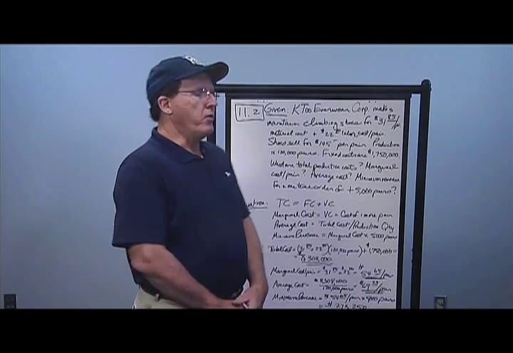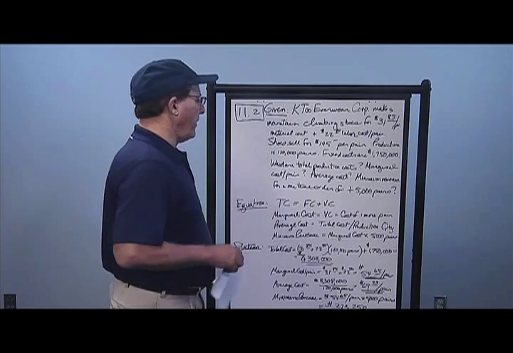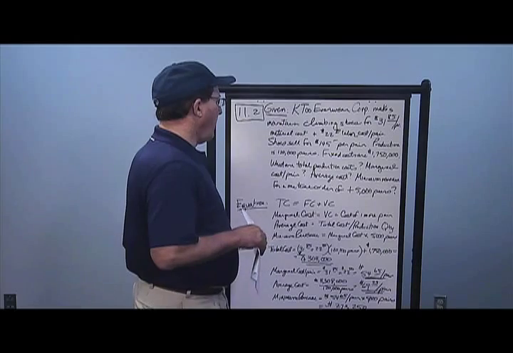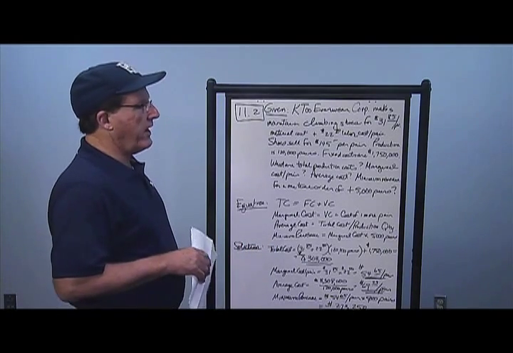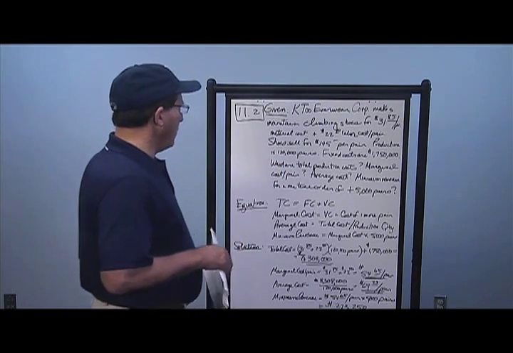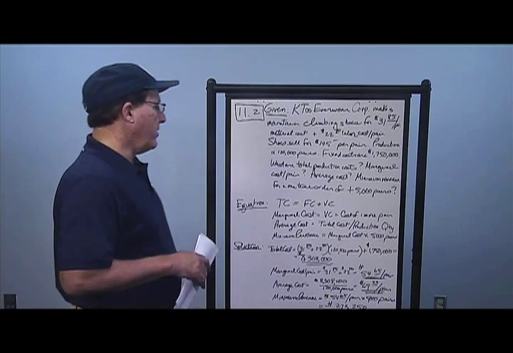In problem 11.2, I have K2 Everywhere Corporation making mountain climbing shoes with $31.85 a pair material cost and $22.80 labor cost per pair. Shoes sell for $145 a pair. Total production is 120,000 pairs, and my fixed costs are $1.75 million.